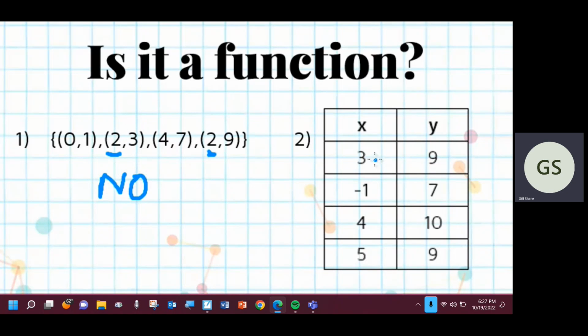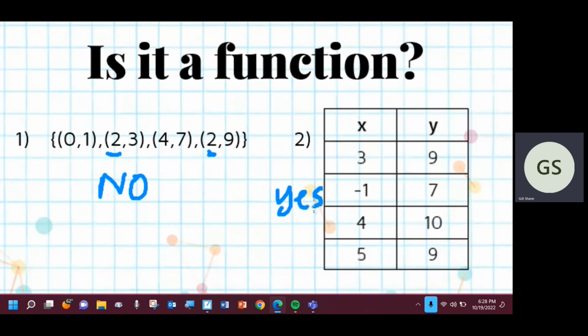If we look over here, this table has assigned 3 to 9. When we plug in -1, we get 7. When we plug in 4, we get 10. And when we plug in 5, we get 9. No input value has been entered more than once, and each one has only been assigned to one y value. So this one is a function.